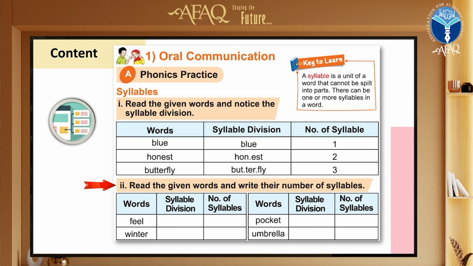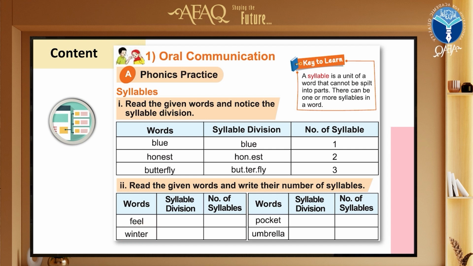Now read the given words and write their number of syllables. You are just going to write how many syllables a particular word has. Let's see the first two words together and the next ones you are going to do on your own. The first word is feel. Feel. It's a one-syllable word. So you are going to write feel as it is and write one over here in this box.